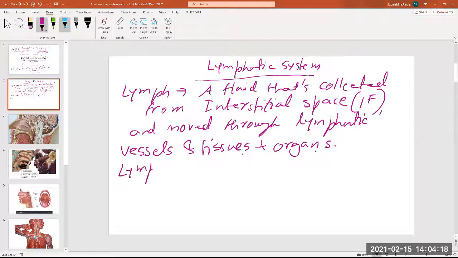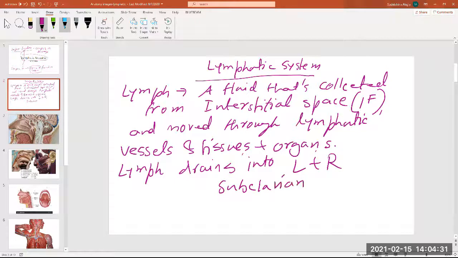Lymph drains, the idea is to drain it into the venous system, so it drains into the left and right subclavian veins. We already learned this.